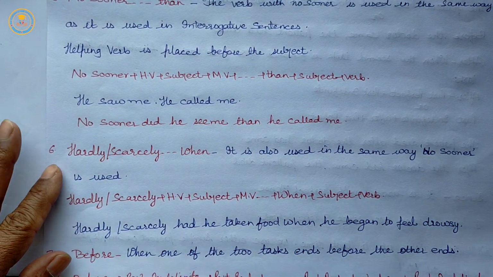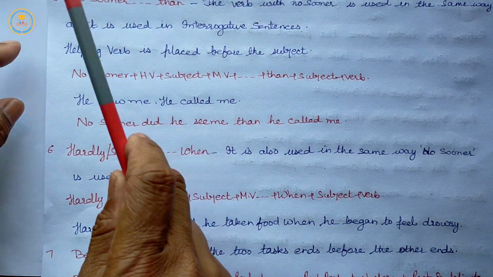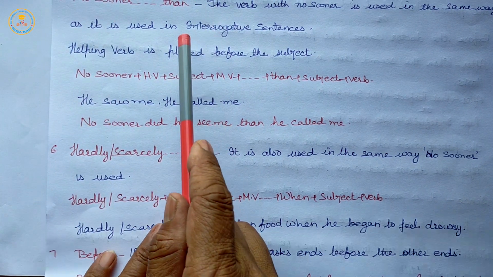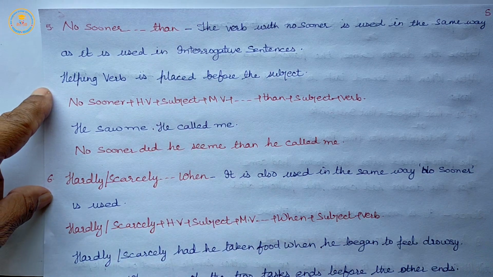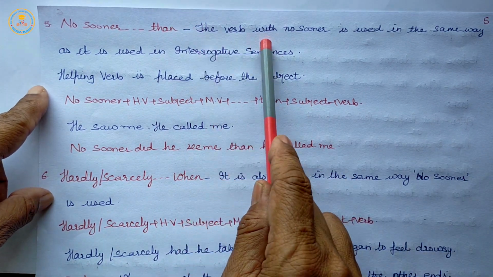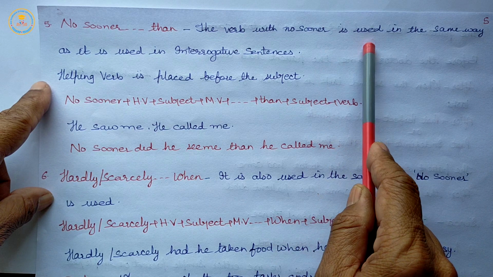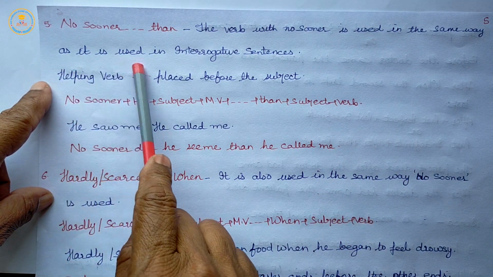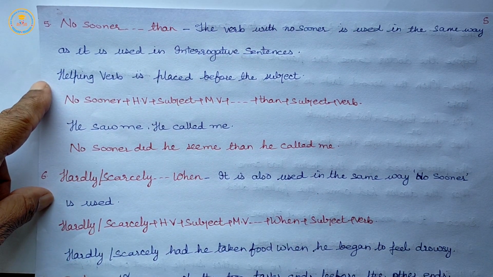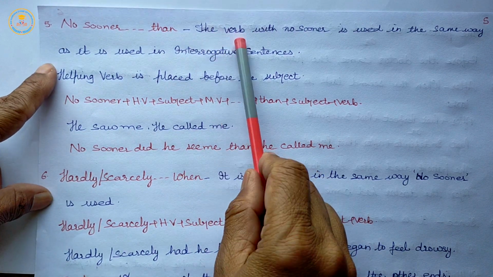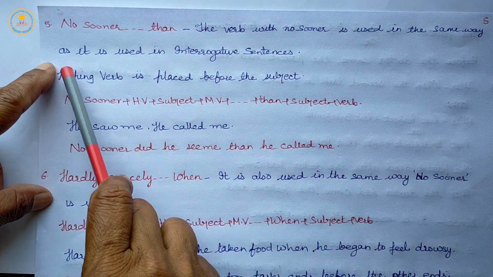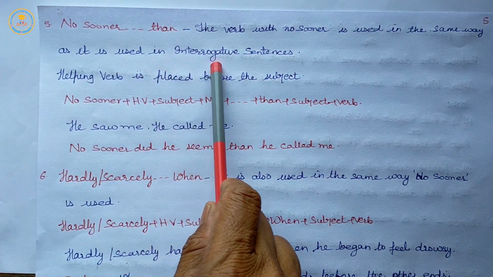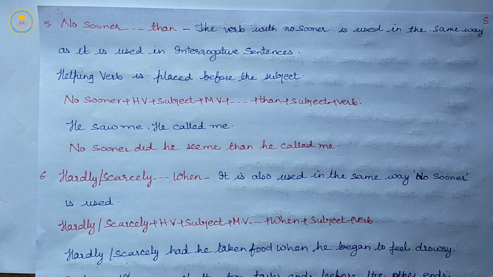Our next step is use of no sooner than. The verb with no sooner is used in the same way as it is used in interrogative sentences. Listen. The verb with no sooner is used in the same way as it is used in interrogative sentences.